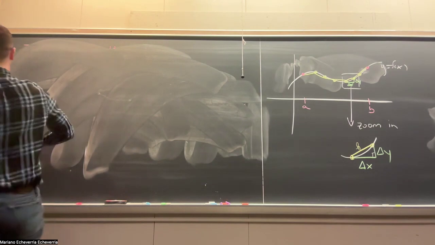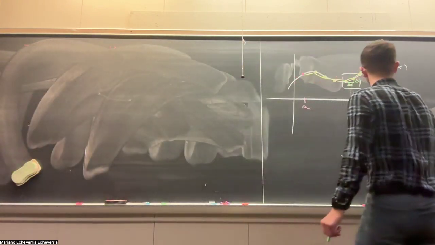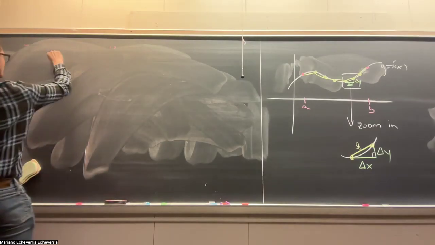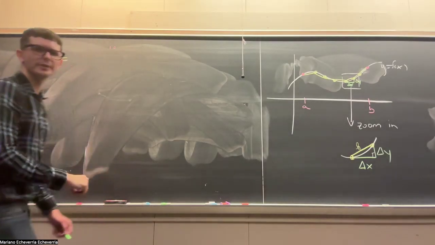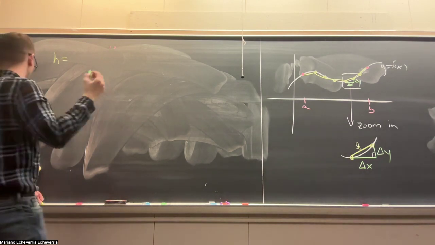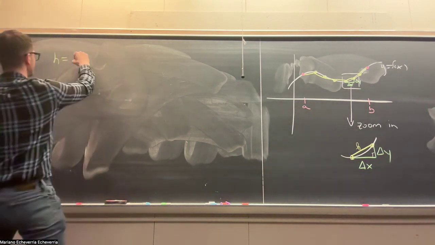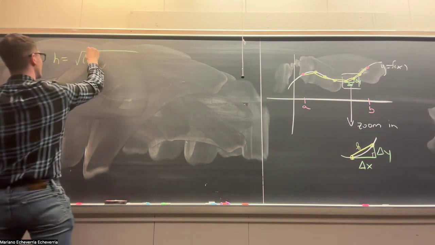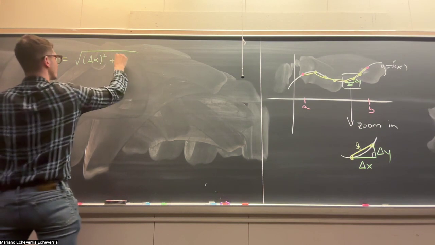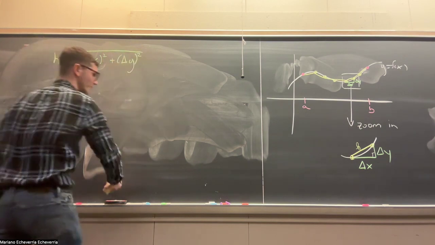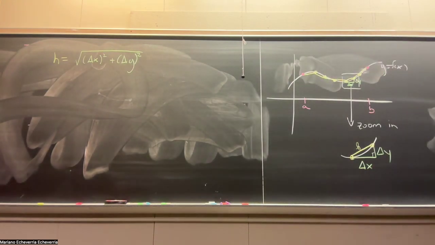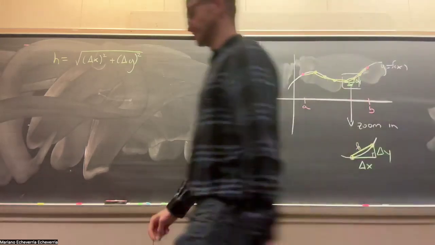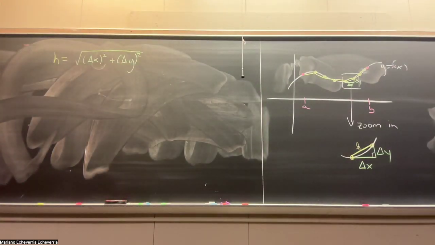So according to Pythagoras theorem, what is H? Well, let me just see if this is readable from the computer. Pythagoras theorem says that H is the square root of delta x squared plus delta y squared. I'll stop here to see if there are any questions so far. Okay, so that is H, right?